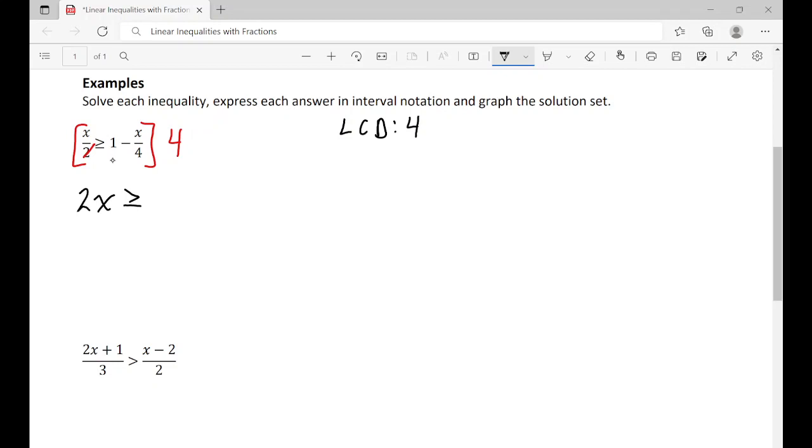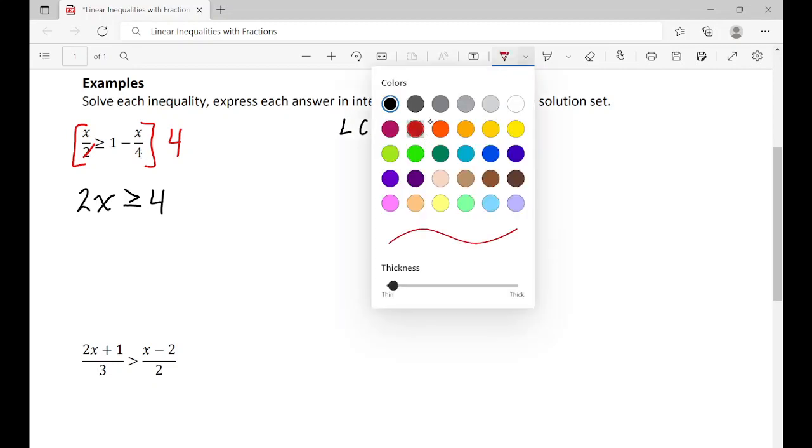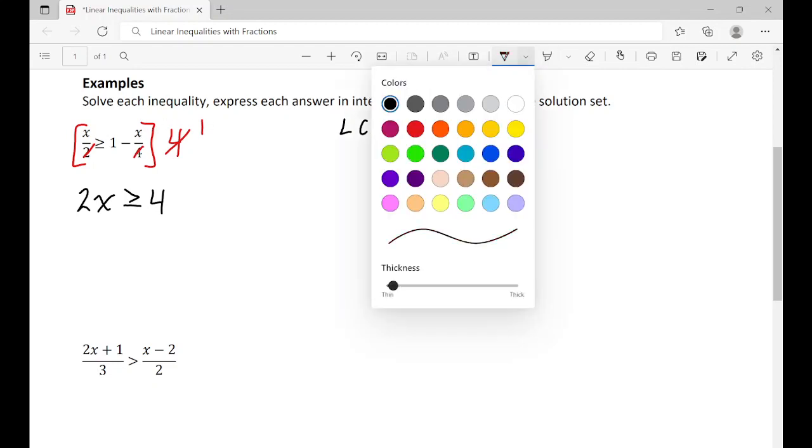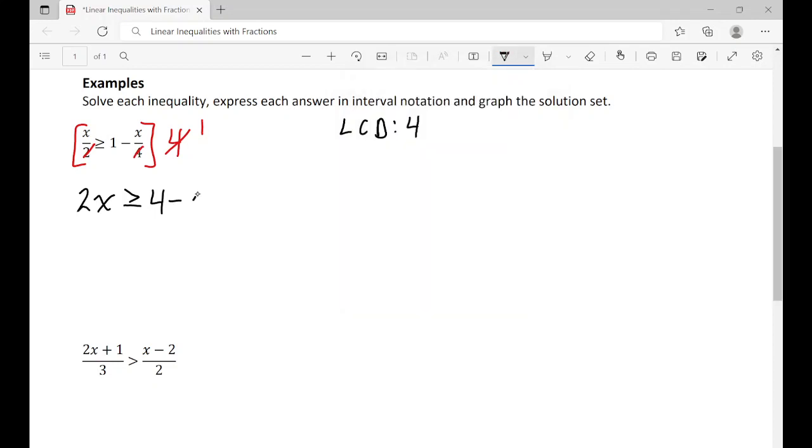1 has no denominator to cancel out, so I'm just going to do 1 times 4, which is going to be 4. And then I'm going to see what I can cancel out here, because this one does have a denominator with x over 4. So 4 is going to go into itself 1 time, and 4 is going to go into 4 1 time. And now I'm going to do 1 times x, which is just going to give me x. So minus x, because of the minus sign that's already here.